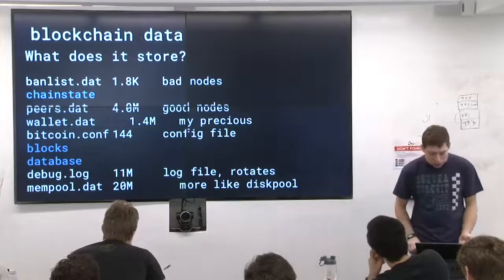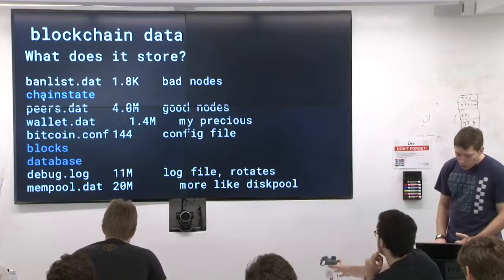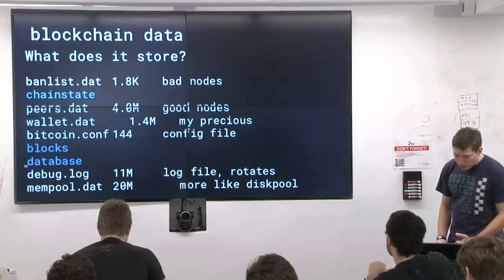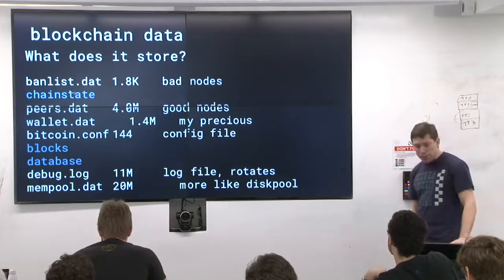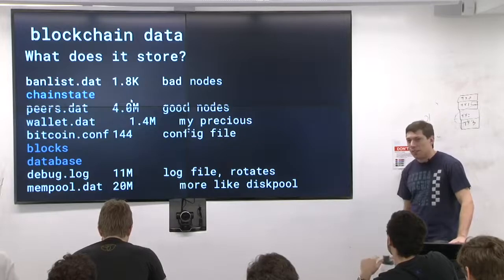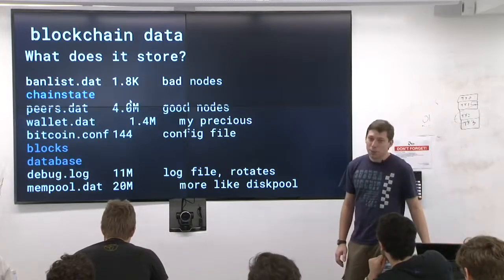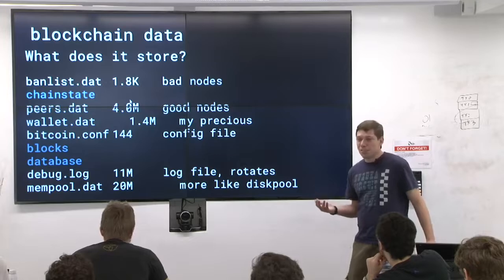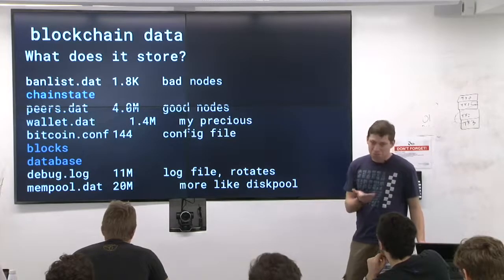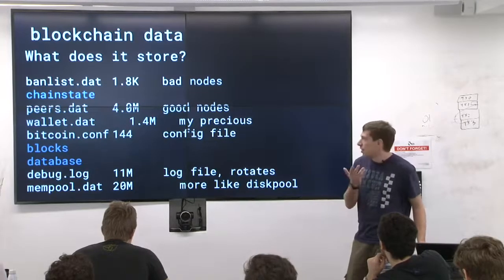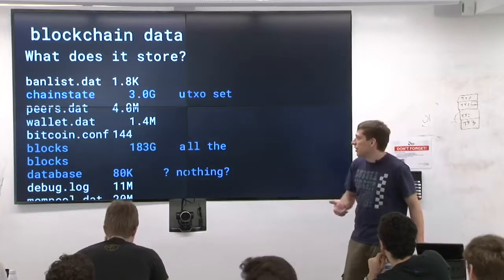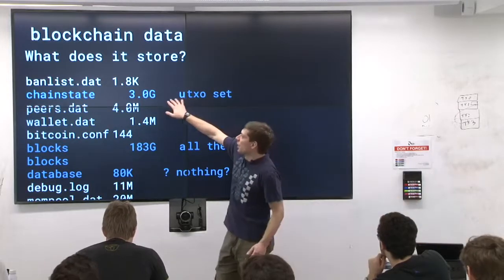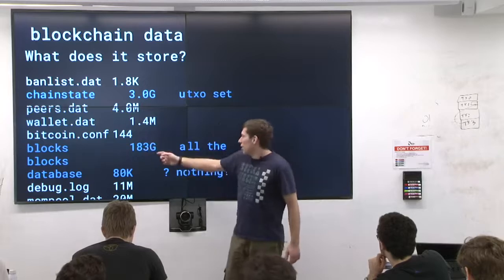Okay, makes sense. So now the folders. Chainstate, blocks, and database. So any guesses as to how big these things are, based on previous slides? So how big is chainstate, for example? Guess? 3 gig, okay. Yeah, 3 gigs. Right, this is the UTXO set. 3-ish gigs. This is all the blocks.